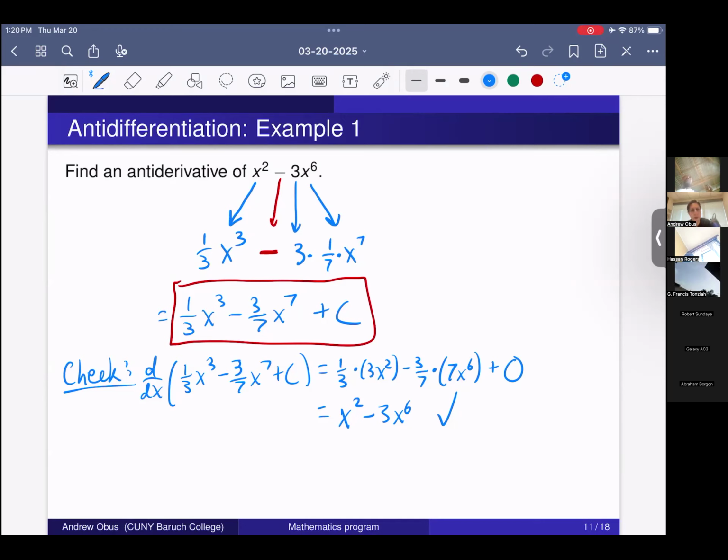Okay, so is everybody okay with this example? You just use the power rule and you subtract the different parts and you multiply by constants when you need to. That gives you x squared gives you 1/3 x cubed, and x to the 6th gives you 1/7 x to the 7th, and then you need to keep the 3 and you need to keep the minus sign. Any questions on this?